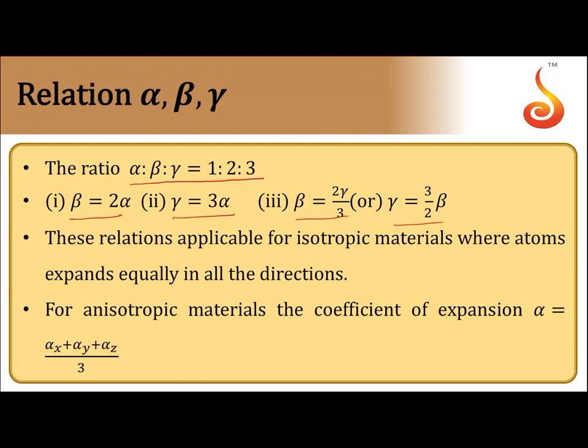These relations are applicable for any isotropic material where atoms expand equally in all directions. So the expansion coefficient should be the same in all the directions. Only for those materials it will be valid. For anisotropic materials, the coefficient of expansion will be alpha is equal to (alpha x plus alpha y plus alpha z) divided by 3, where alpha x is the expansion coefficient along x axis, alpha y is that along y axis, alpha z is that along z axis.